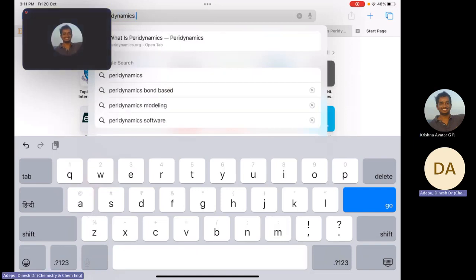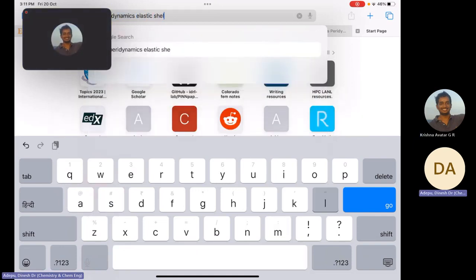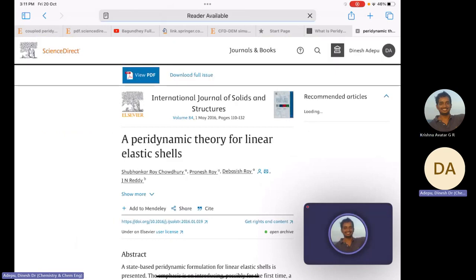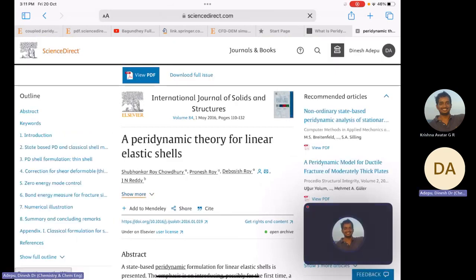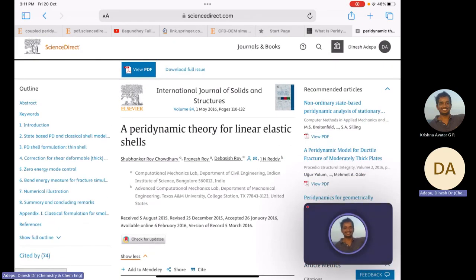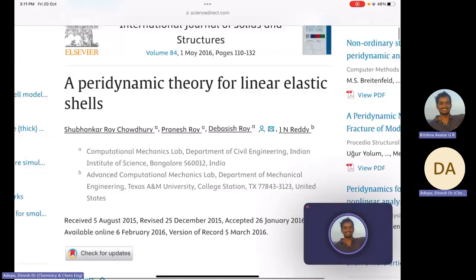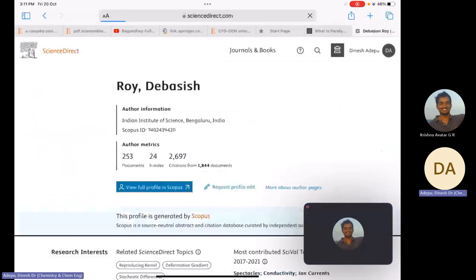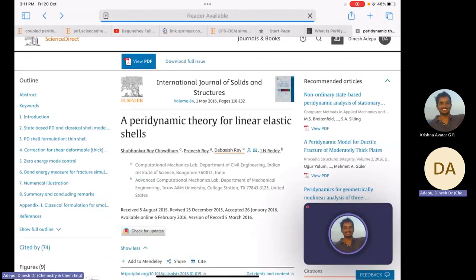See, elastic shells. That's what you're looking at, no, as part of your research? Yes. 2016, Texas A&M. For Indian Institute of Science, okay, Debashish, yeah, a professor at IISc. Wait, he's from which department? Civil engineering department, yes. Civil engineering.